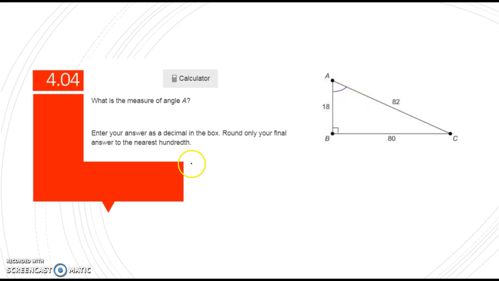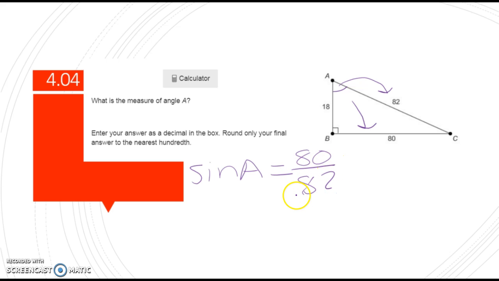And the sine for angle A is equal to opposite. Sine is opposite over hypotenuse. So opposite, which is 80, over hypotenuse, which is 82. And if I want to know what the actual angle measure is, I need to use inverse sine. And I will take the inverse sine of both sides.